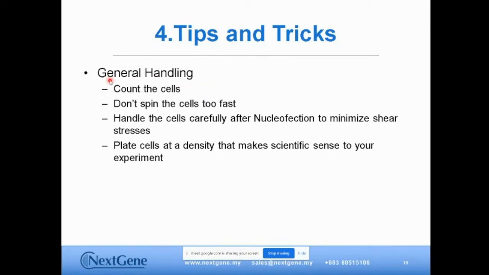First thing is, of course, we need to count the cells, using the correct cell number. Secondly, do not spin the cells too fast as it will cause harm to them. During the handling of the cells, pipetting also has to be gentle, especially after nucleofection since they are injured, so as to minimize shear stress. And finally, after transfection, plate the cells at a density that makes scientific sense for your experiment. If you're using an optimized protocol from Lonza, you can get a recommended density as well.